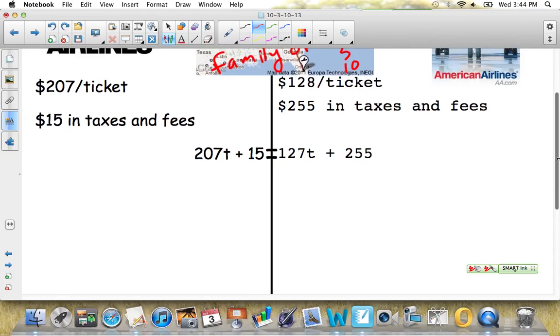So I express that as an equation down here. So per ticket, $207 plus $15 in taxes and fees. Or I could fly American Airlines, and this is $127 per ticket, and then $255 in taxes and fees. We can see the fees are a whole lot greater for American Airlines, and I just put that as an equation down here.